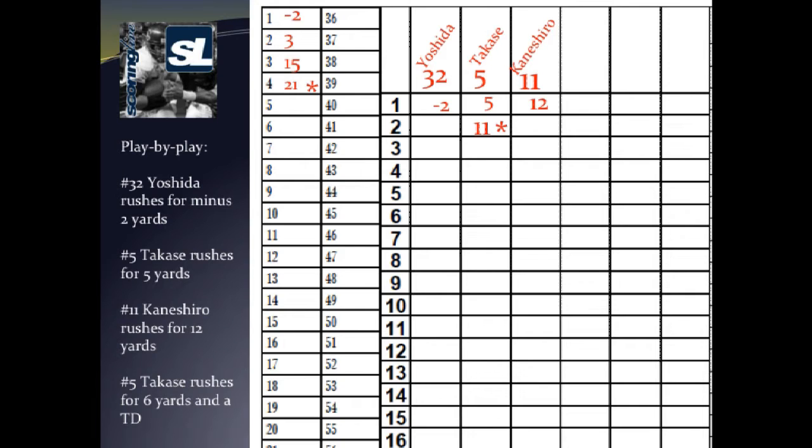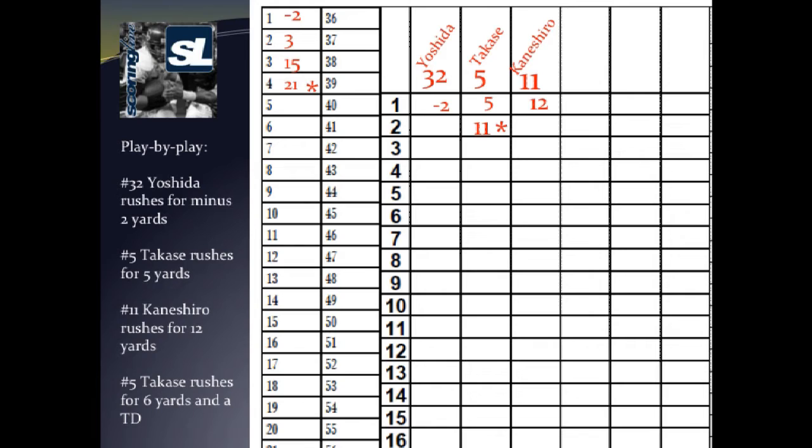Third play. Running back Kaneshiro rushes for 12 yards. First rush for Kaneshiro. We're going to put number 11 Kaneshiro over here. We're going to put 12 yards here. And since he rushed for 12 yards, we're going to add 12 to 3, and the total is 15.